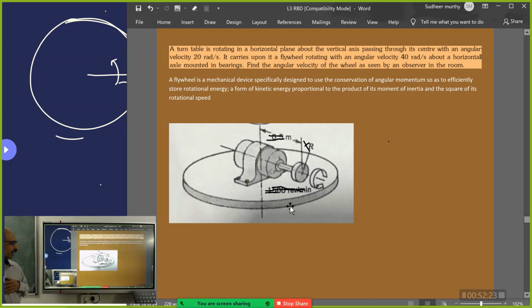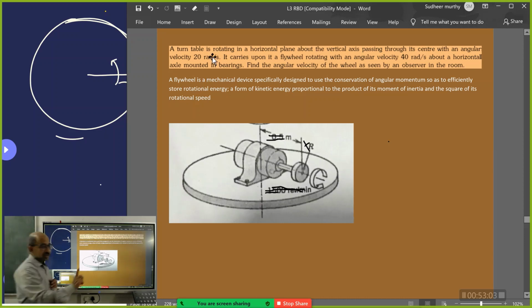You can see here that this is the turntable which is rotating, and then there is a flywheel. Now, it carries a flywheel rotating with angular velocity, this one. That means this is having angular velocity 40 radians per second, and it is turning like this. So the velocity vector is pointing towards you. So 40 units of velocity vector is pointing towards you, and the turntable is rotating at 20 radians per second.